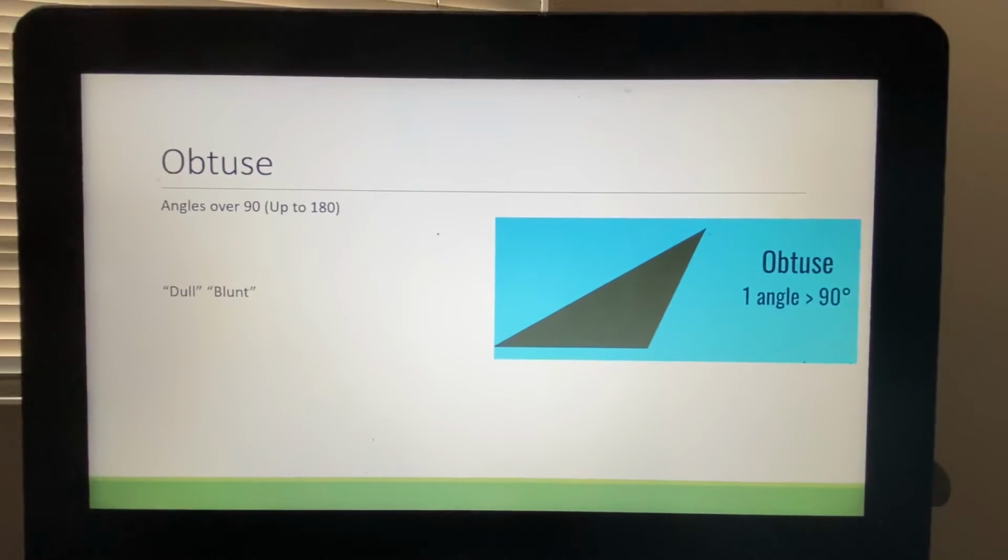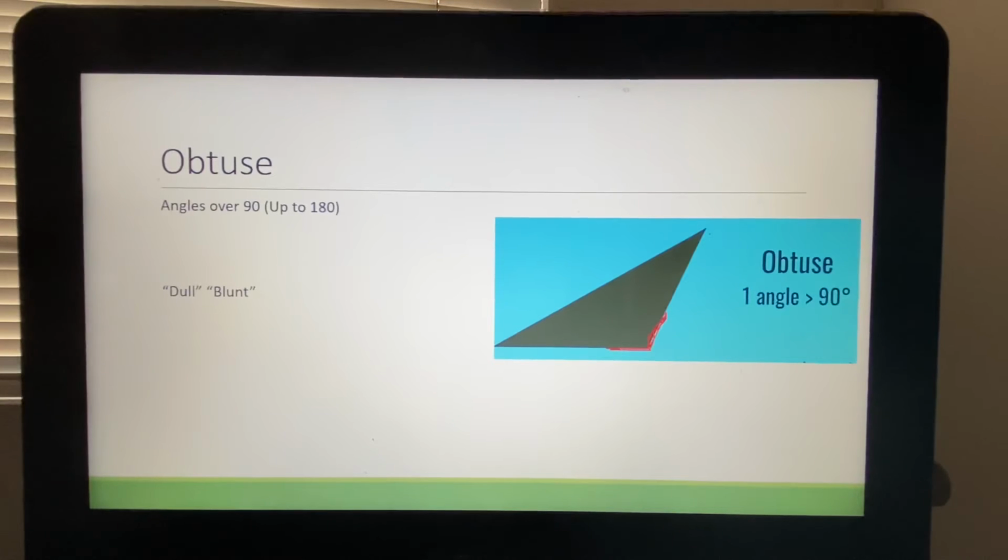The last one is an obtuse angle, which is greater than 90. It's the opposite of an acute angle. As you can see, it's a very wide corner. That's because obtuse is the Latin root for dull or blunt. So dull or blunt, like the opposite of a knife. It's dull and blunt, like a baseball bat. It's not sharp at all. So it's an angle over 90.